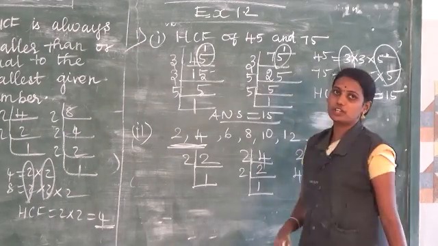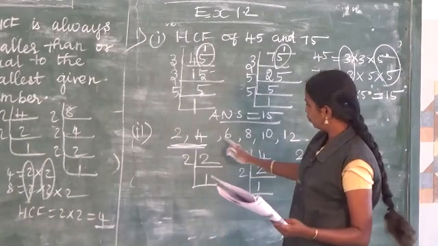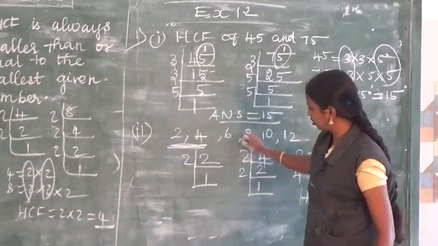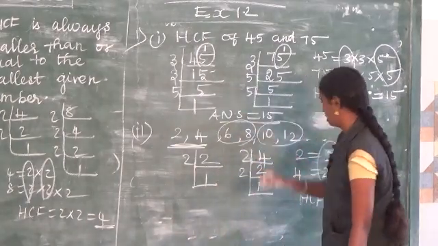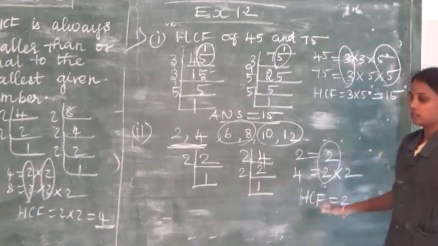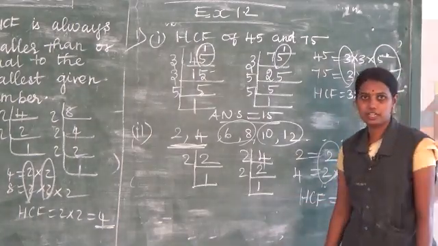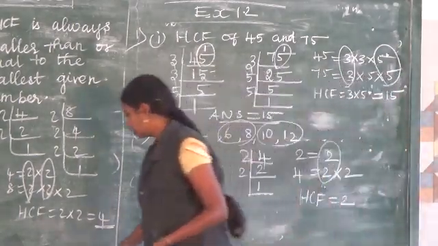So the answer is 2. For every number you can take it. You can take 4 and 6 also, or 6 and 8 also. You can take any 2 even numbers, and the answer will be 2 only. Okay, next option 3.